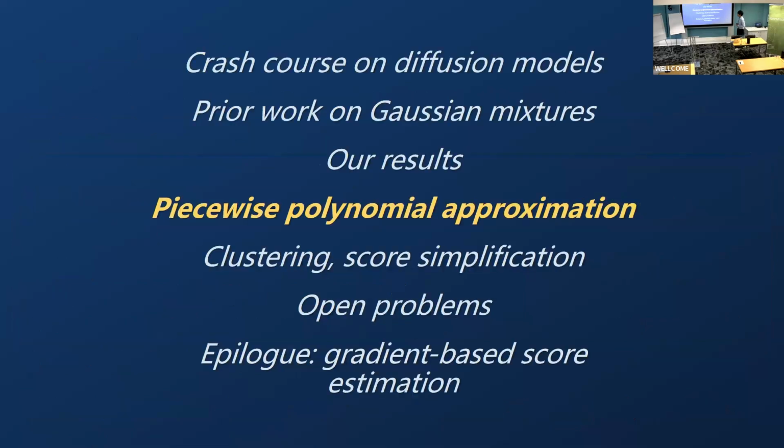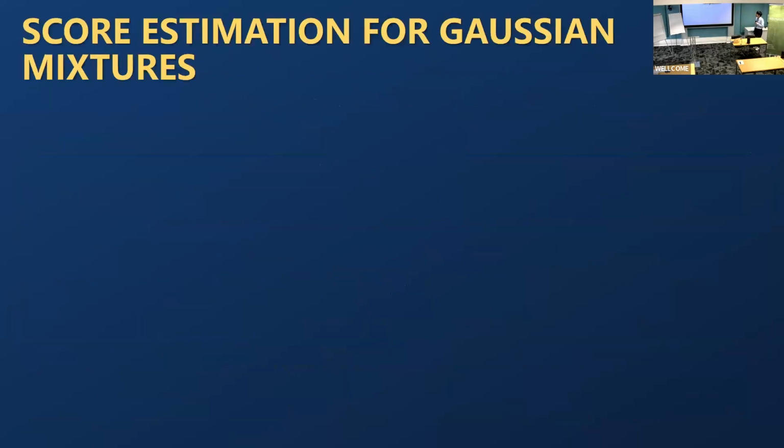Okay, so now let me tell you the main structural result of this work, which is to say that the score function for a Gaussian mixture can actually be well approximated by a piecewise polynomial of low degree. So just to recall, this is the notation we'll be working with for Gaussian mixtures, and let's make our lives a bit simpler for the purposes of this talk. Let's imagine that the mixing weights are uniform. So lambda_i equals 1/k, just for simplicity, although in the paper we don't need this assumption.